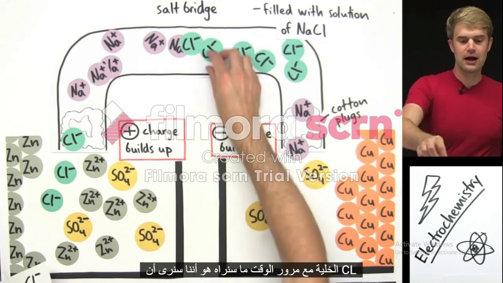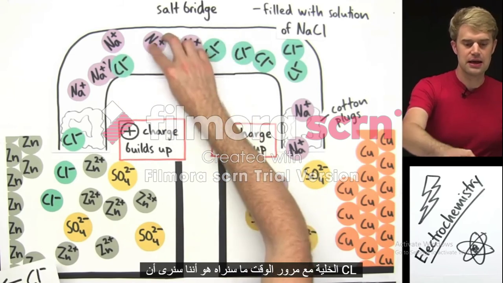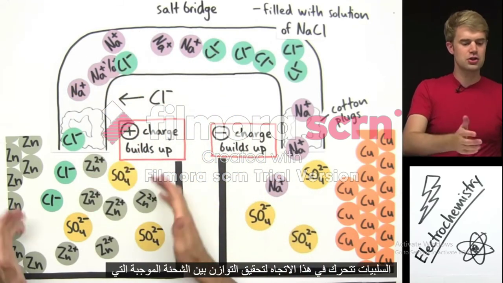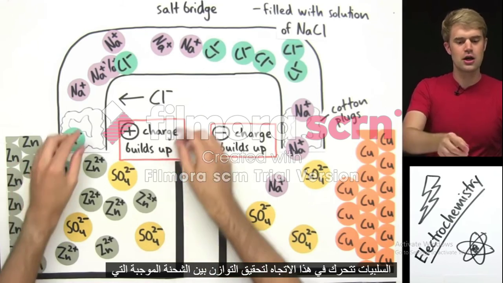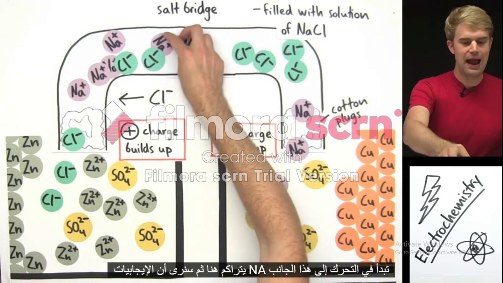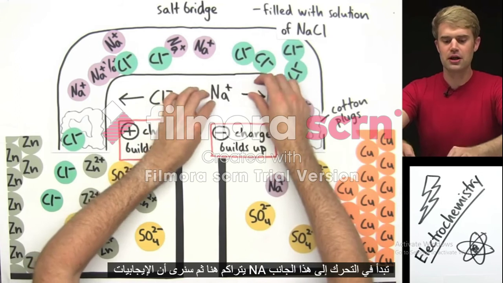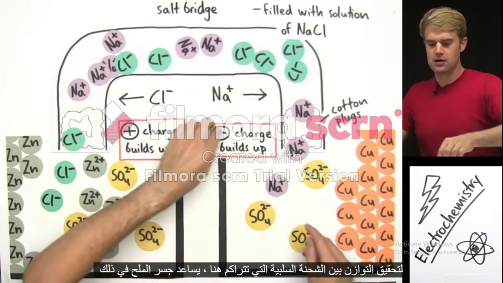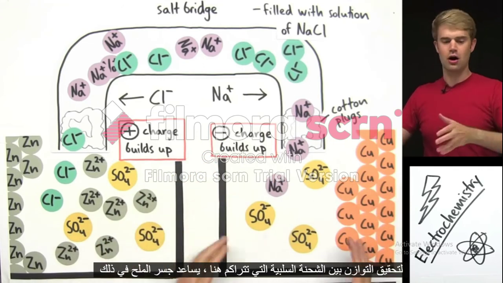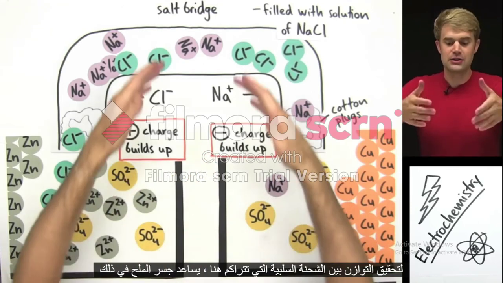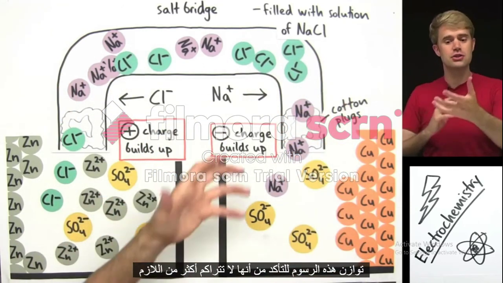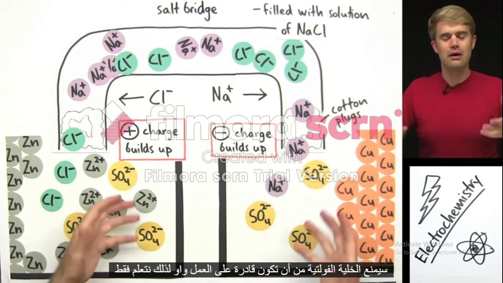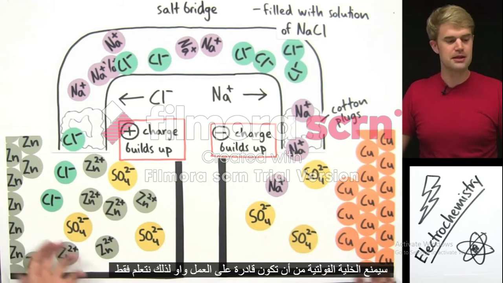So over time, we're going to see that the Cl- ions move in this direction to balance out the positive charge that builds up here. And then we'll see that the Na+ ions begin to move to this side to balance out the negative charge that builds up here. A salt bridge helps to balance these charges to make sure that they don't build up too much, and that would prevent the voltaic cell from being able to work.